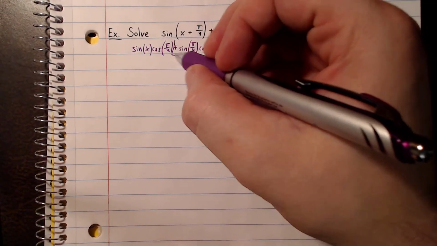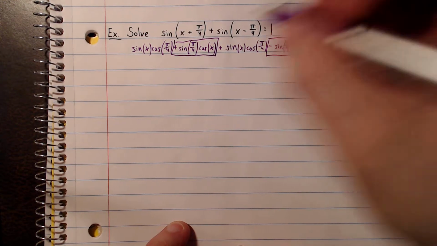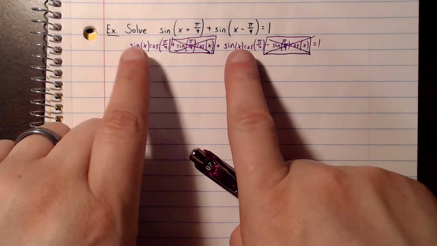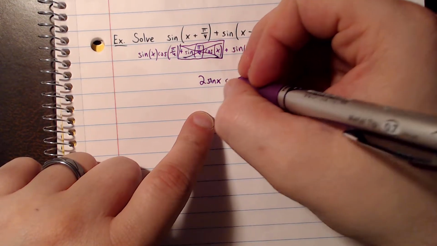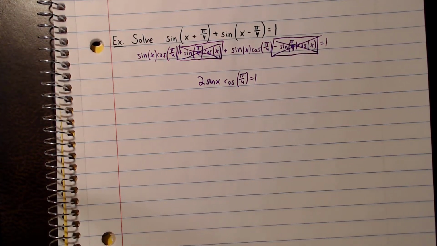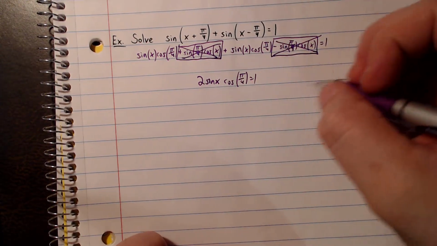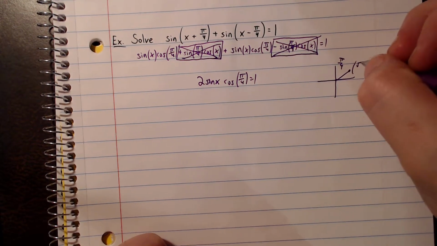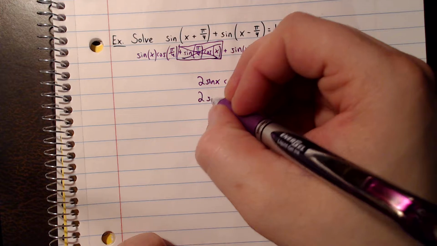And what I notice is that this thing right here and this thing right here go away. And then I have 2 of these. So we've got 2 sine x cosine of pi over 4 equals 1. Now I can keep on working with some of this stuff, right? Because cosine of pi over 4, well, if we look at a unit circle, that's right here at root 2 over 2 and root 2 over 2. So I can still start substituting in some values here.